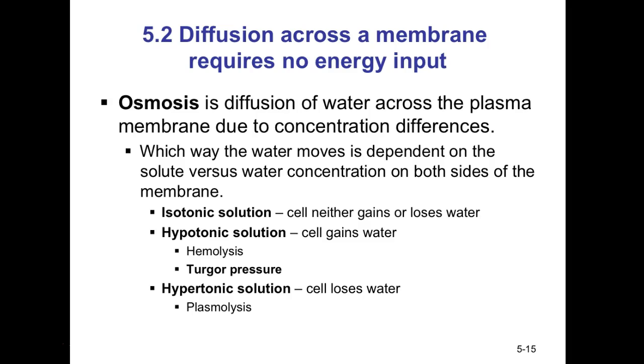The final osmotic condition is a hypertonic solution. In a hypertonic solution, the cell is going to lose water. And it loses water because water is at a greater concentration in the cell than what it is outside the cell. So water is going to move out of the cell into the extracellular environment. In a plant cell, we call this plasmolysis. In an animal cell, we would call this state being shriveled. So the cell would shrivel up.